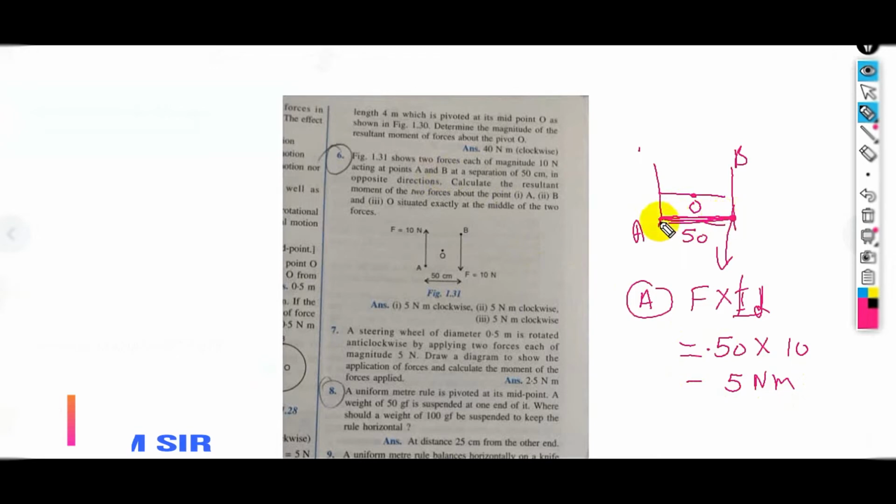Okay, similarly at point B, when we are concerned about point B, the distance would be this and the force would be this, so it would remain the same. This force is 10 Newton into 0.5 meter, when we multiply, 5 Newton meter, which is the same. And let me delete this.